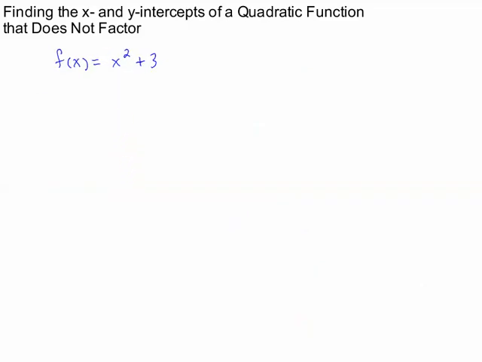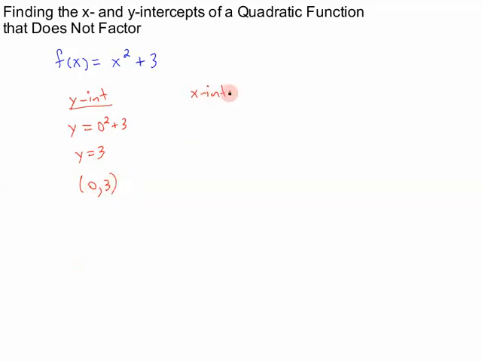Okay, here we go. We've got to find the x and y-intercepts. We'll start with the y-intercepts again. For the y-intercepts, x is 0, f of x is y. So y equals 0 squared plus 3, so y equals 3. The y-intercept is the ordered pair 0, 3.